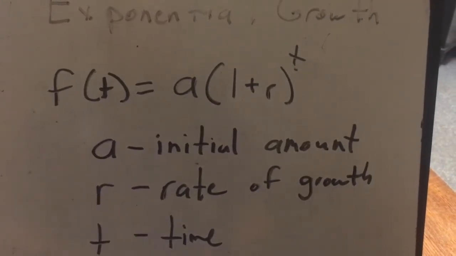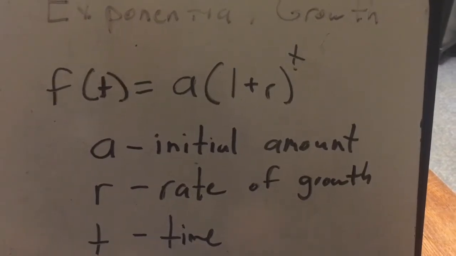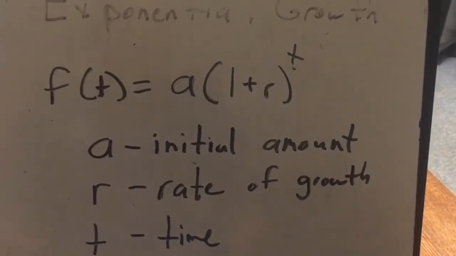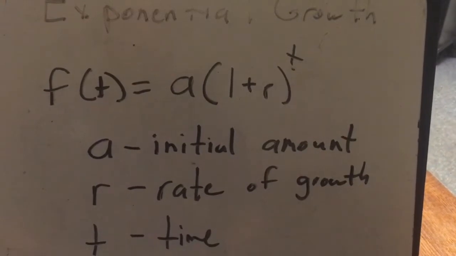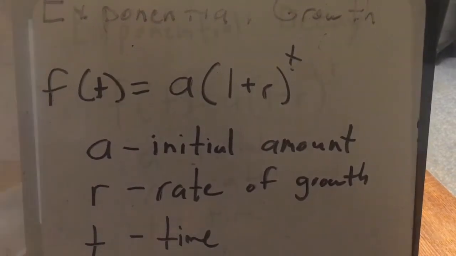All things have to start with an initial amount, okay? That's what your a is. It goes outside your parentheses. We have a rate of growth. You're going to get a percentage, like 12%, and then you're going to convert that to a decimal. This should always be less than 1. And then t is your time. That's how long this is going to grow for.